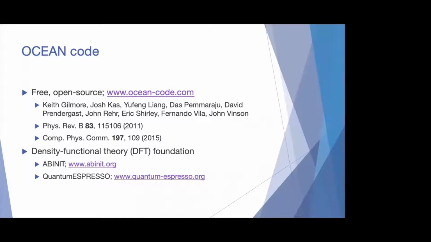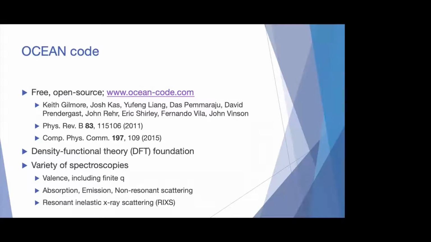As I mentioned, we're building on top of the density functional theory description for our electronic states. And for that, we can interface with two different external codes to get those calculations. For the results I'm showing today, almost all were done with Quantum ESPRESSO, though I do show some GW calculations that were carried out using Abinit. And then OCEAN itself can do a variety of spectroscopies. We can do valence UV, as well as various X-ray spectra: absorption, emission, non-resonant scattering, and also RIXS.